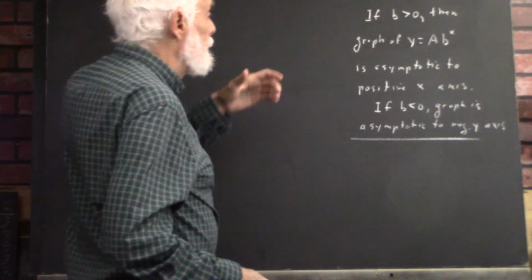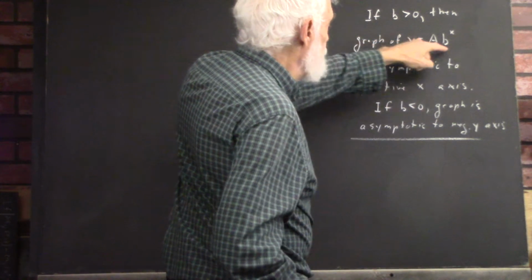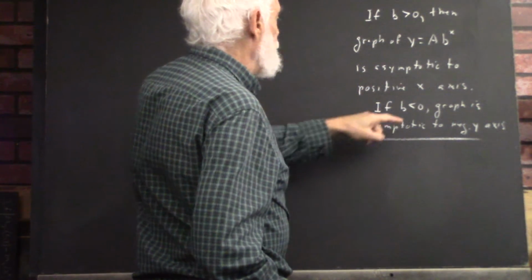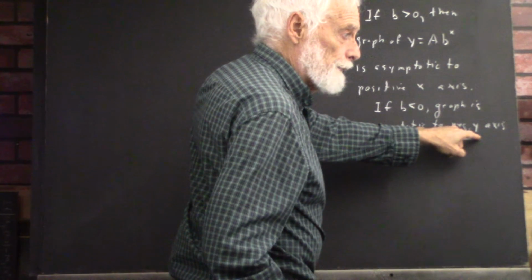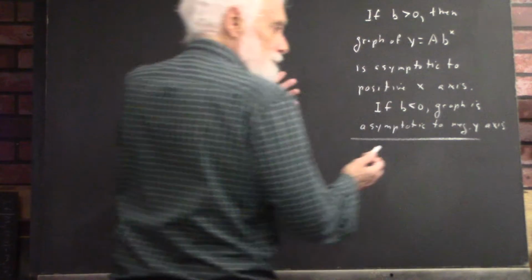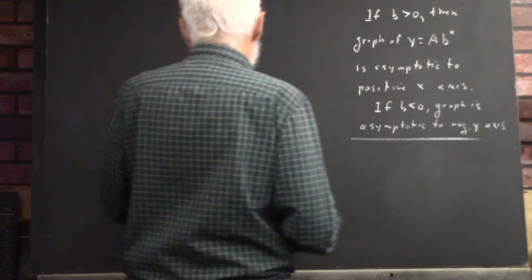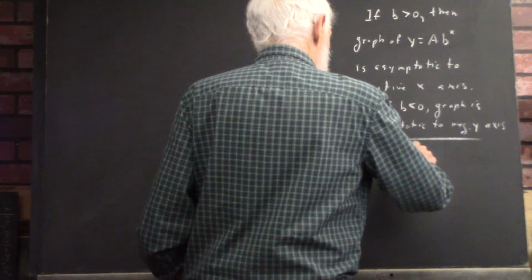Okay, so again, b is greater than 0. I'm saying the graph of y equals a b to the x has to be asymptotic to the positive x-axis. If b is less than 0, the graph is asymptotic to the negative y-axis. I'm going to show why that's true. Because, well, when you see an exponential function, you want to know which way it goes. Well, first of all, let's just see what it looks like, and then we'll see why it happens.